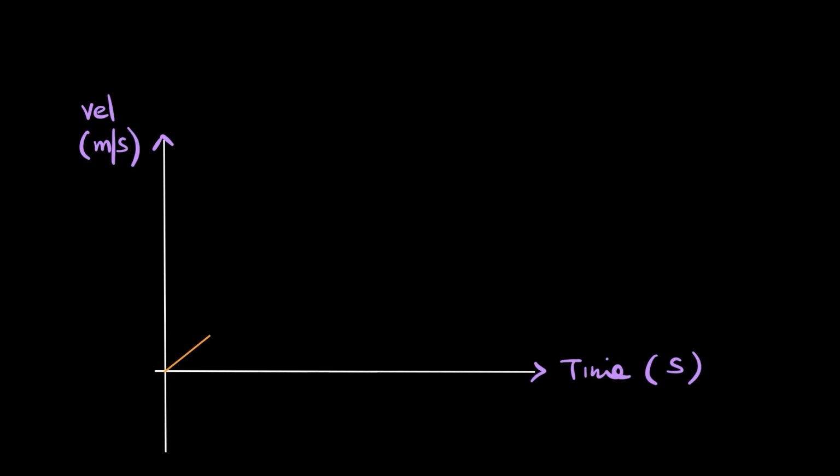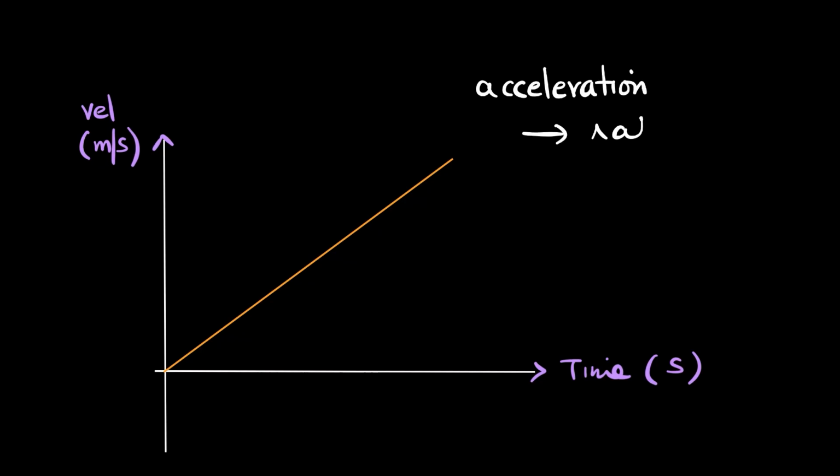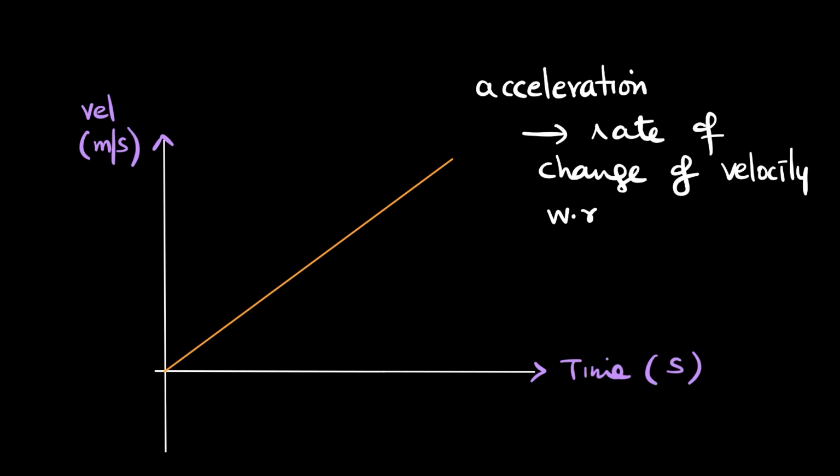Now let me draw a straight line over here. And let me introduce acceleration. Acceleration is defined as rate of change of velocity, and it is the rate of change of velocity with respect to time. Isn't that the gradient or slope of a straight line?